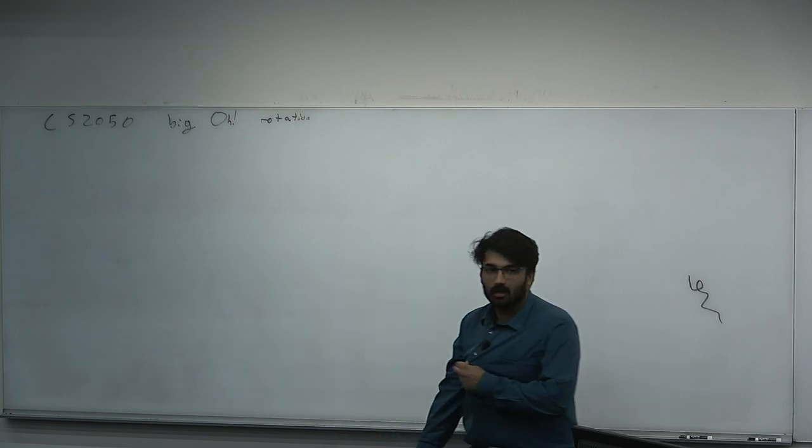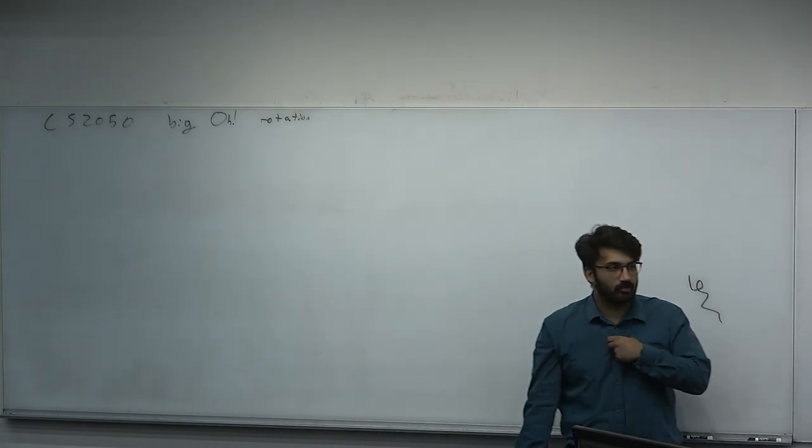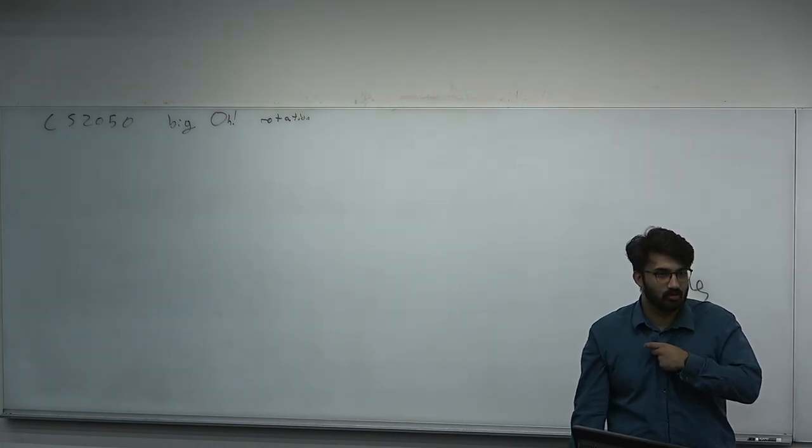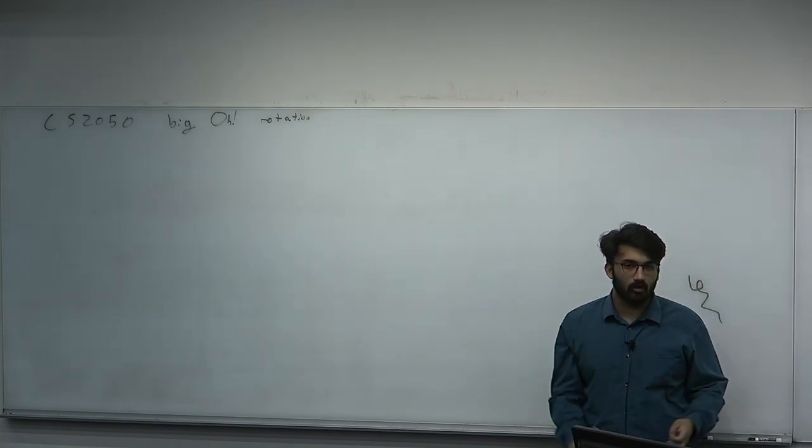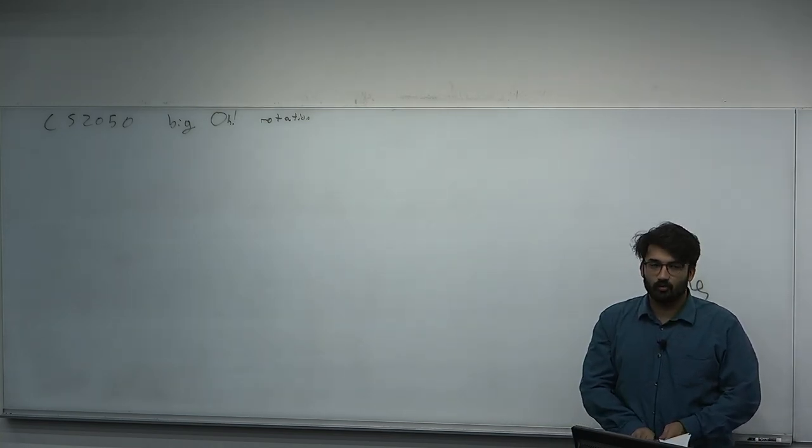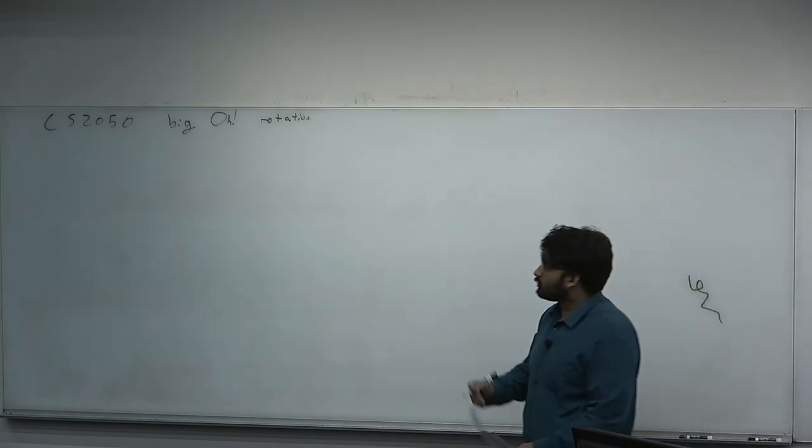You guys may have seen big O in some other setting of the analysis of algorithms. You've seen big O of n squared or something like this. This is more formal about the foundations of what that actually means. What's the point of big O?